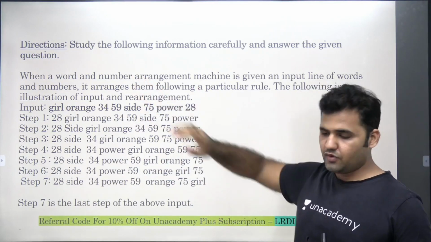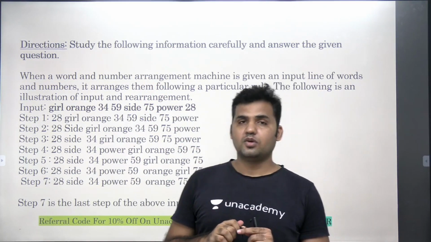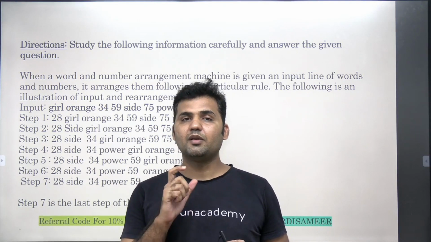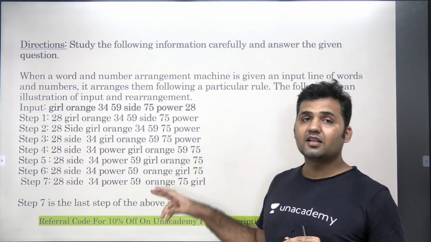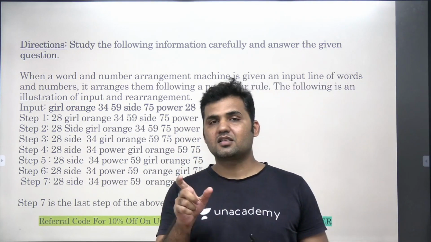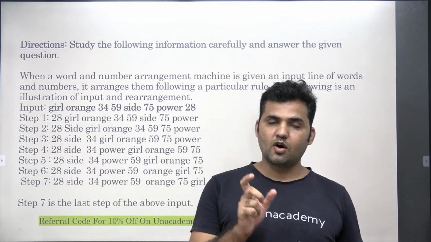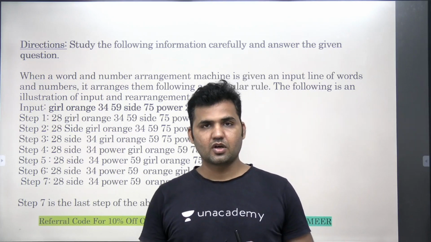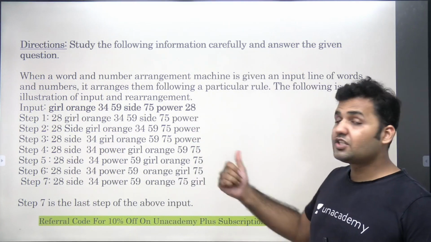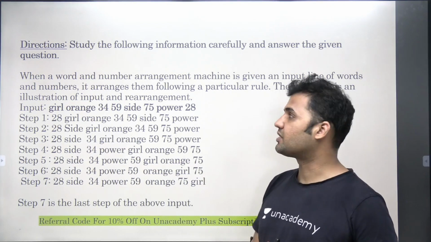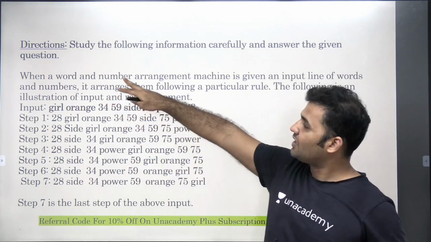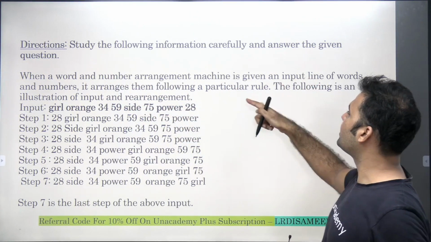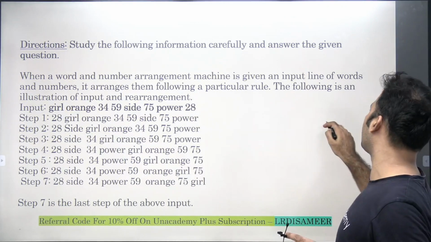So these 4 lines are standard information that you will find in every set. Directions, for example, let me give you a standard set to help you in understanding the complete structure of an input-output question, and we will first solve this particular set with the conceptual approach, with the normal method, and then after learning that I will discuss the shortcut approach of solving this set. This is just to make you understand what input-output questions basically look like. You see that? The instructions are the same. When a word and number arrangement machine is given an input line of words and numbers, it rearranges them following a particular rule.